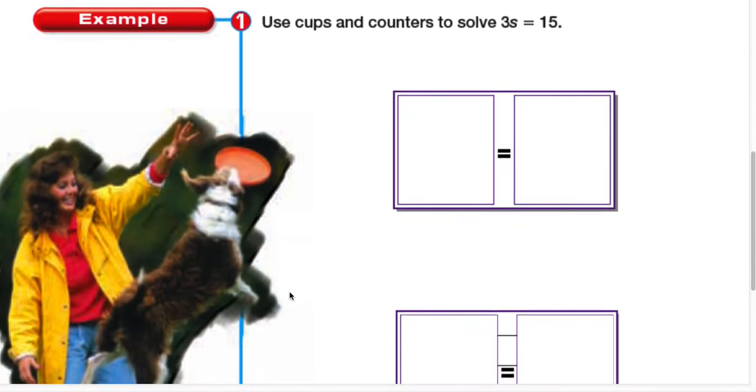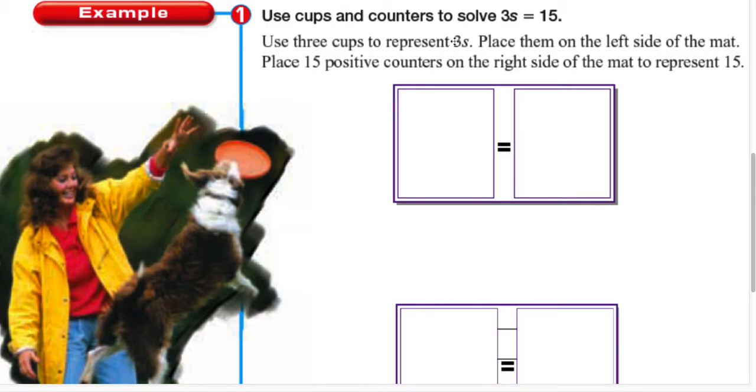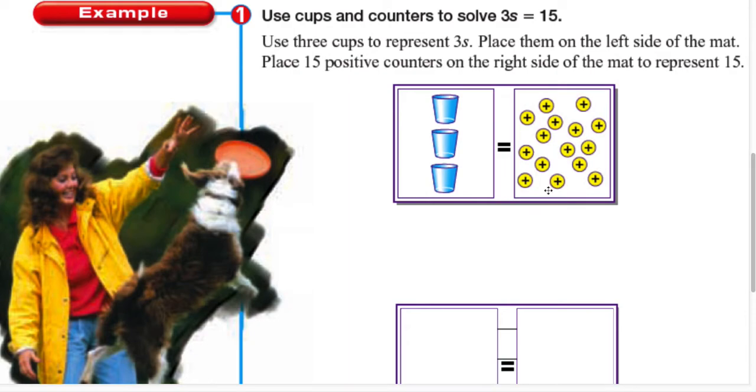So let's use cups and counters to solve 3s is equal to 15. Use cups and counters to represent 3s. Place them on the left side of the mat. Place 15 positive counters on the right side of the mat to represent 15. So 3s means 3 times s, so that means you have 3 cups. And then you have 15 positive counters. Remember, our objective is to isolate only 1 cup on one side of the equation, not 3. So this is 3s is equal to 15.